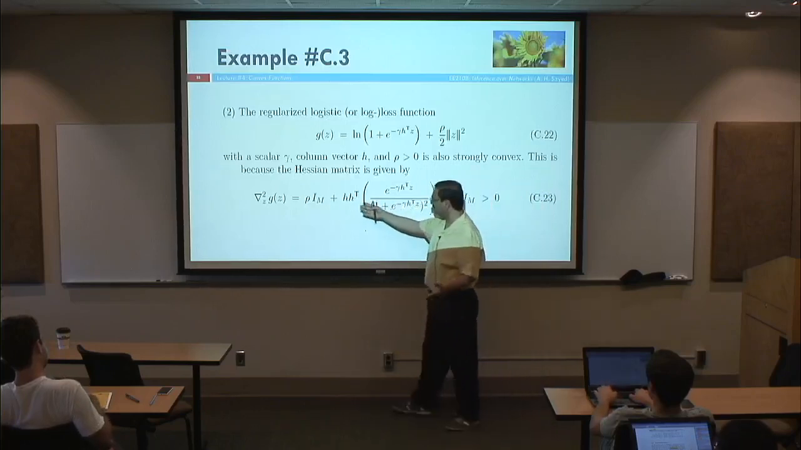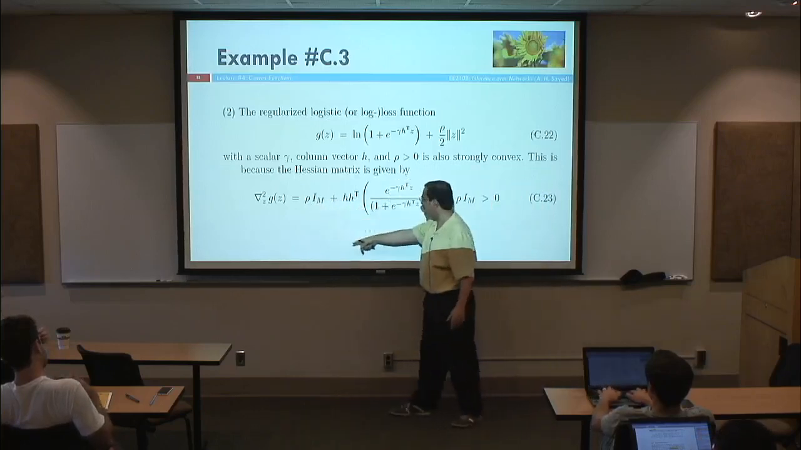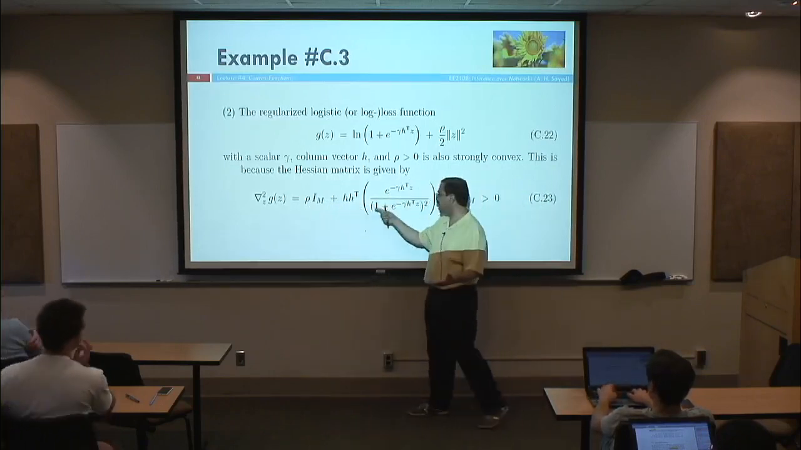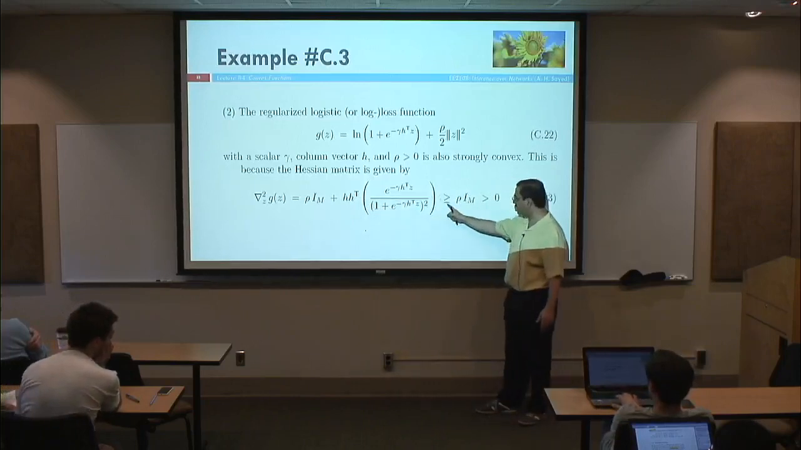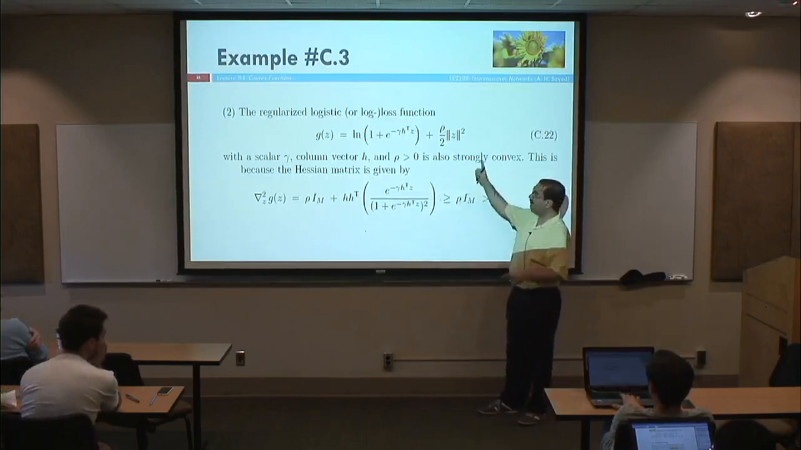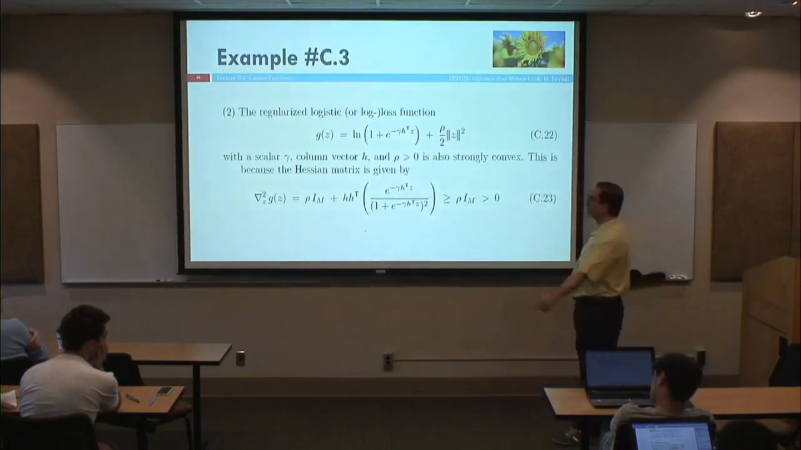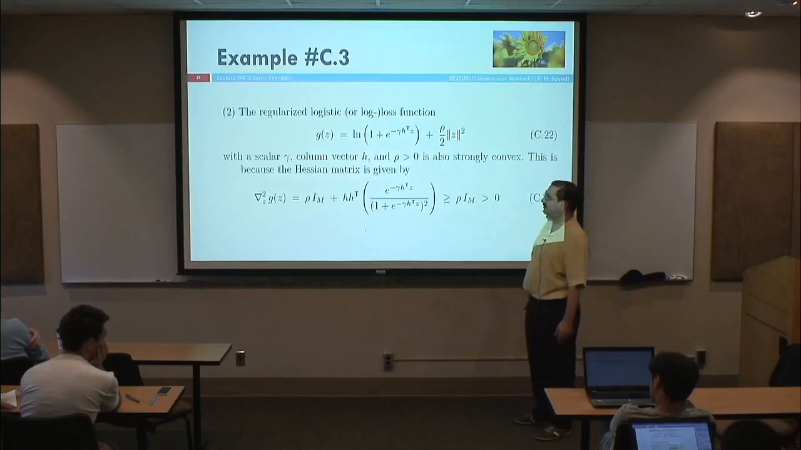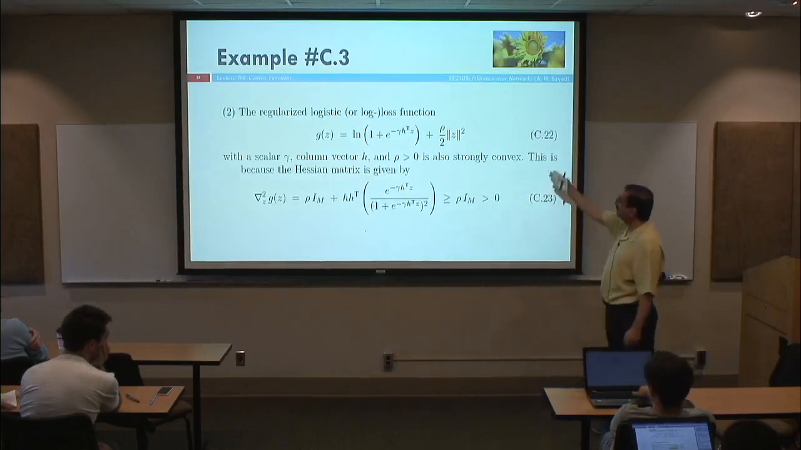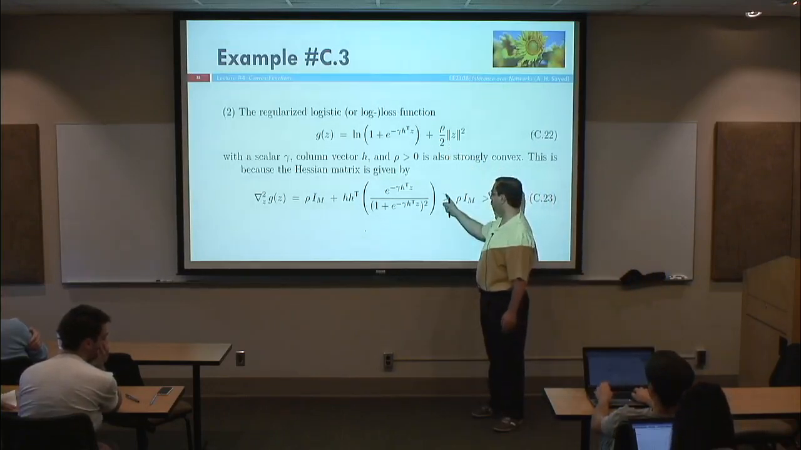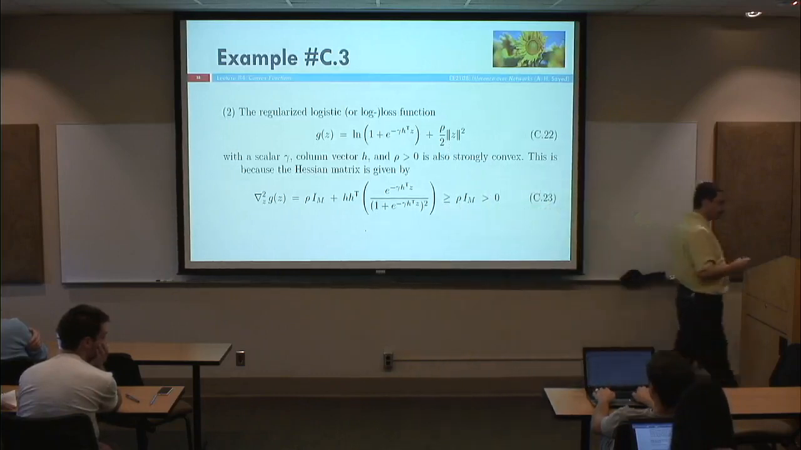If you do that calculation, this is what you get. If you look at it, you see this is non-negative definite. A vector times its transpose. This is a positive scalar. So this is definitely always larger than rho I. So the logistic regression cost that you see here, I'll explain to you later how it comes up in the context of machine learning, is strongly convex, with the rho here. If I don't have the rho, you can only say this is larger than or equal to 0, which makes it convex. Very good.